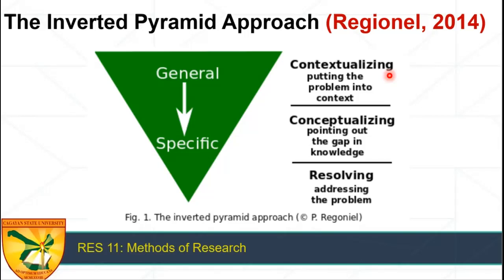So actually, this is the part where you tell us the known if you compare it with the four element model. So this is the contextualization.